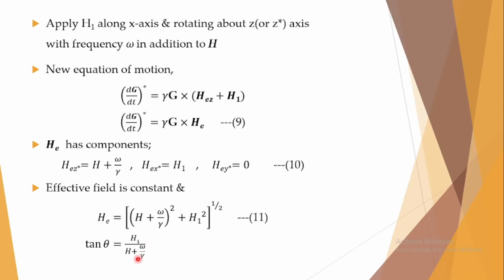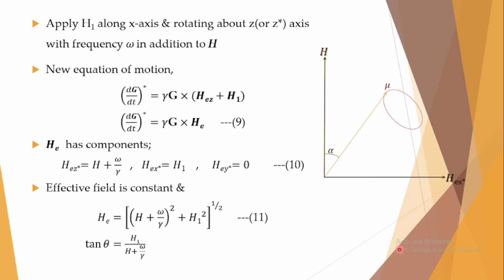So if we need to visualize, let us consider the static field H along the z direction and the alternating field H1 along the x direction, which is nothing but Hex star. Then we can observe the precession of the magnetic moment in the rotating coordinate system.